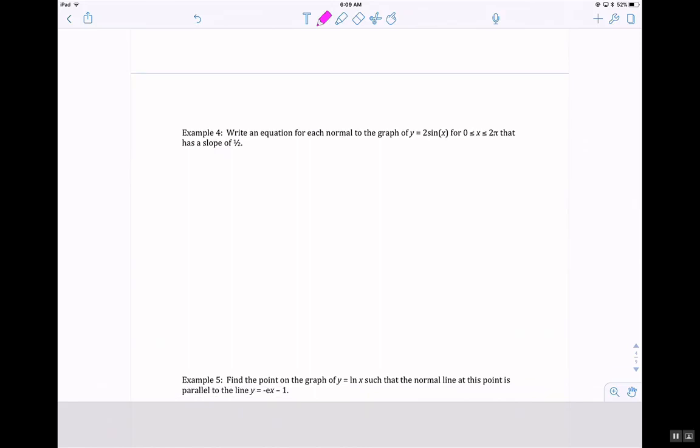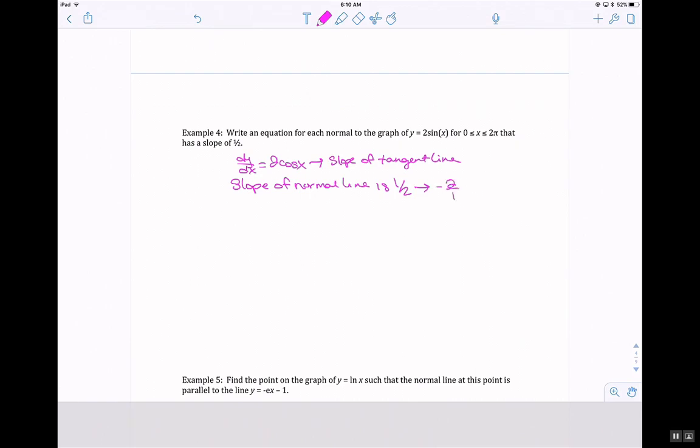Example 4, write the equation of the normal line to the graph that has a slope of 1/2. Okay. So the first thing I'm going to do is take my derivative. The derivative of 2 sine x is 2 cosine x. And the slope of the normal line is 1/2. So this represents the slope of the tangent line. So the slope of the normal line is 1/2.